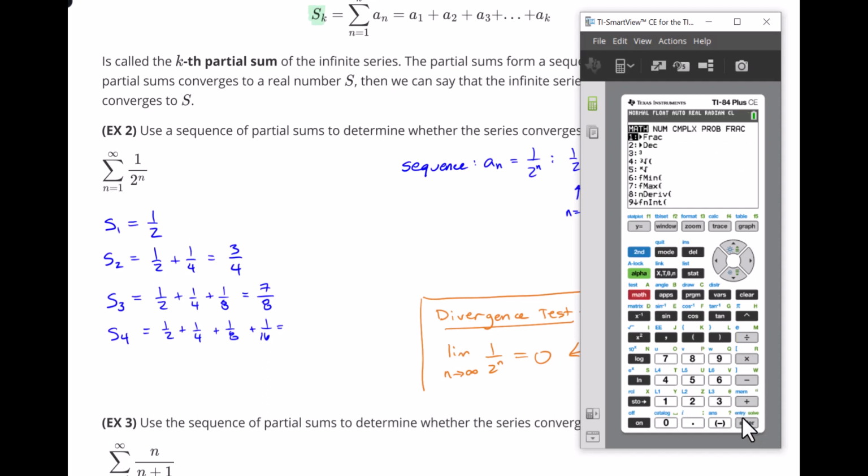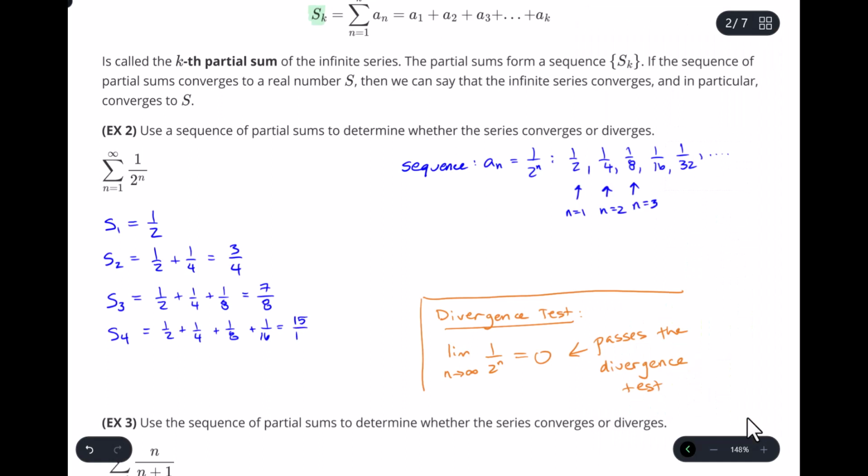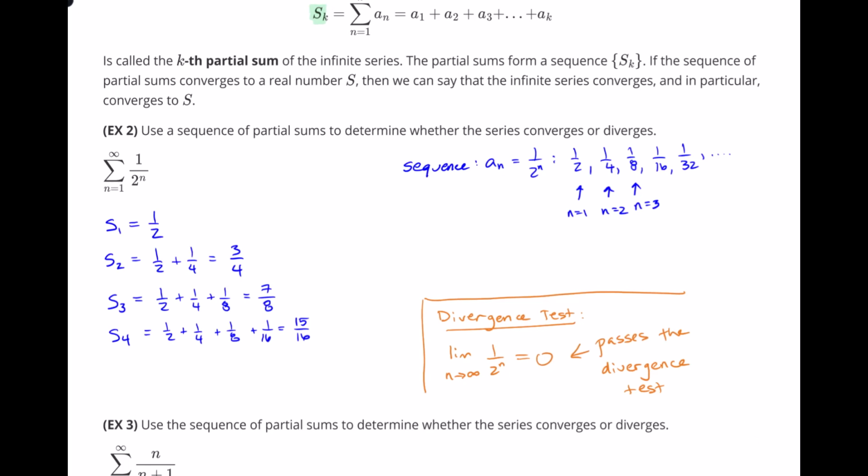And then, as a fraction, that's 15/16. Now, do we have to write these things as fractions? Not necessarily. Sometimes it's easier to see the pattern of what's going on as decimals. Sometimes it's easier to see as fractions. There's no set rule there. At this point, I think I can start seeing a pattern occurring.